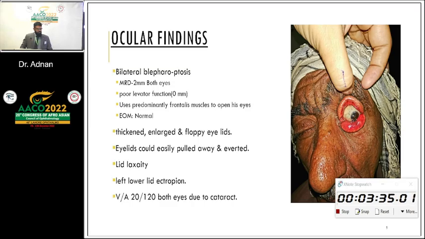On ocular examination, there was bilateral blepharoptosis with -2 MRD in both eyes. Levator function was poor, and the patient used predominantly the frontalis muscle to open his eyes. The extraocular movements were normal. The eyelids were thickened, enlarged, and floppy. Eyelids could be easily pulled away and averted. There was lid laxity and left lower lid ectropion. Patient vision was decreased because of significant cataract.